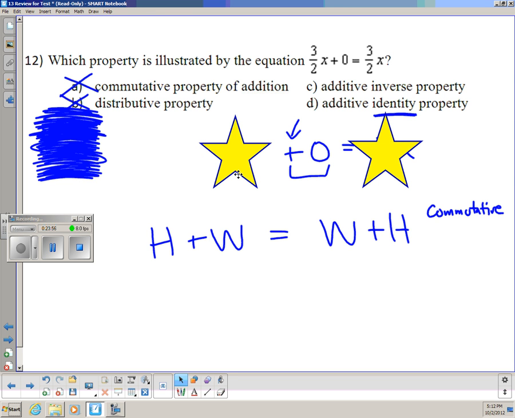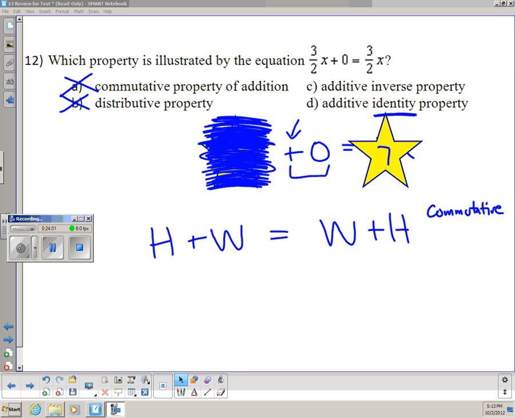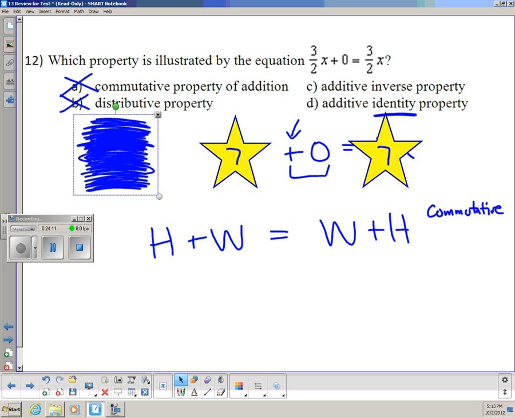So imagine it this way. I want to cover this back up. If I had this situation with numbers, something covered up plus 0 equals 7. Well, I know that the covered up thing has to be a 7 because 7 plus 0 equals 7.